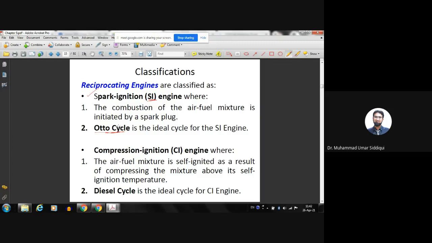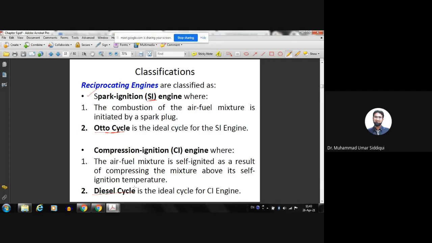The ideal cycle for this kind of engine is the diesel cycle, and it is known as the diesel cycle because the scientist who discovered it was named Diesel. It uses a specific fuel, which you know is diesel. Diesel is a specific fuel. It's a comparatively very thick fluid compared to petrol, and diesel is normally used in heavy machinery.